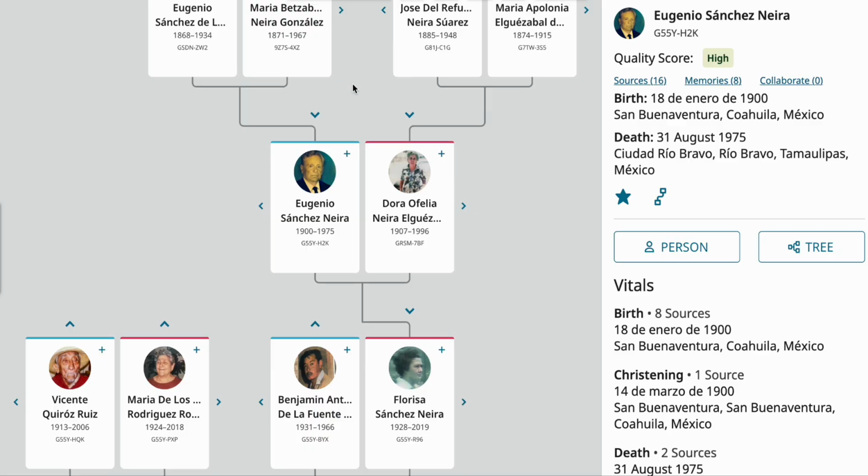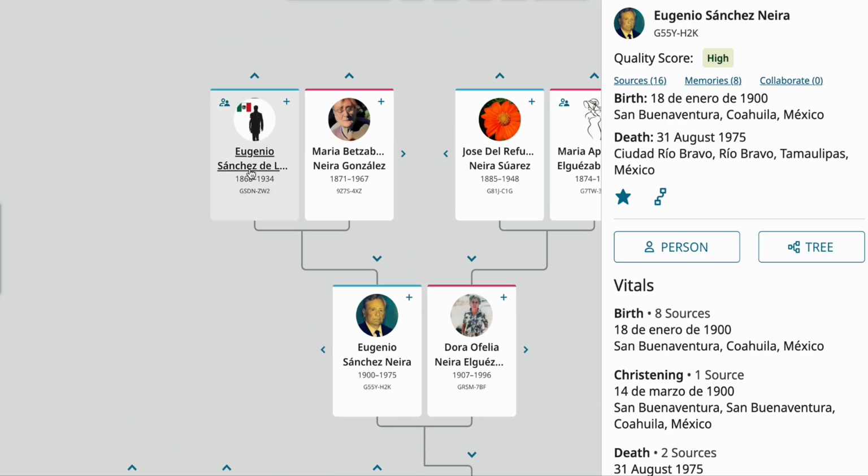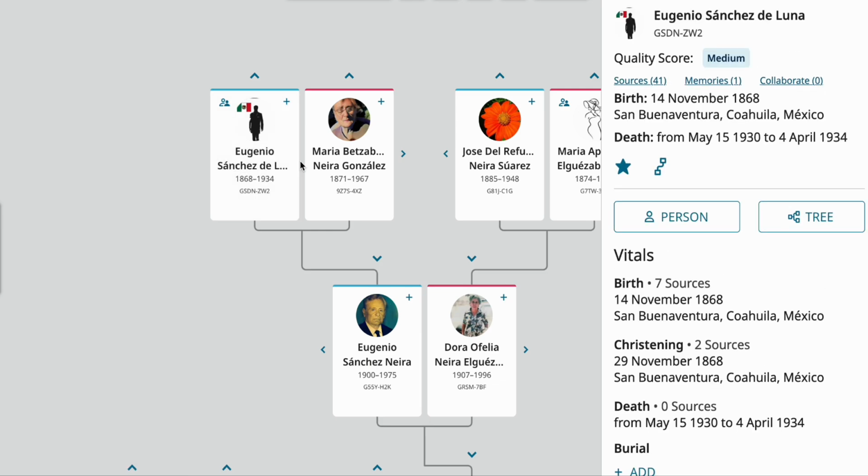Now, unfortunately, he did not inherit this Mendelian trait from his biological father, whose name was Eugenio Sanchez de Luna. Eugenio Sanchez de Luna was born on November 14th of 1868 in San Buenaventura, Coahuila, Mexico, and passed away around the early years of 1930 to 34. Of course, there's no available image, no story, and not much information on who this man was. None of my family members even know who he was, or if he even existed. But he did exist, just nobody knew him because he kind of died.